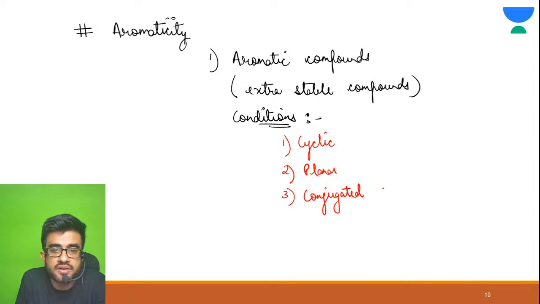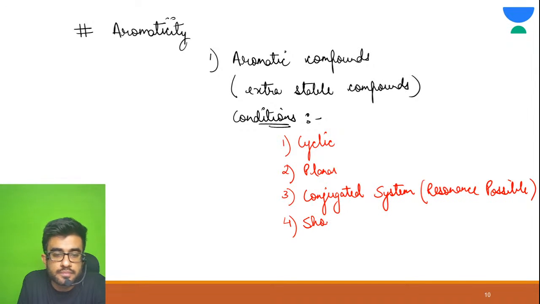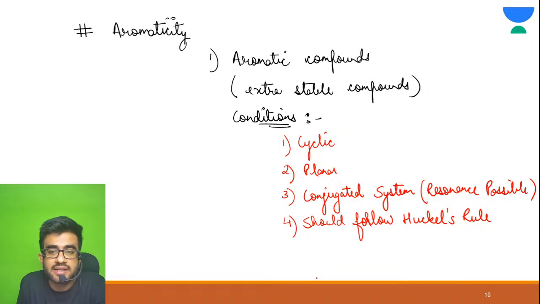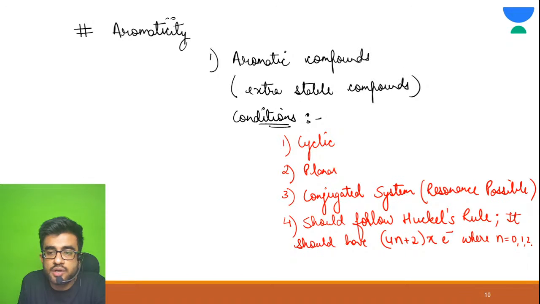A conjugated system means resonance is possible. If resonance is possible, then we say the system is conjugated. And the last rule is that it should follow Huckel's rule. That is, it should have 4n plus 2 pi electrons, where n equals 0, 1, 2 and so on.